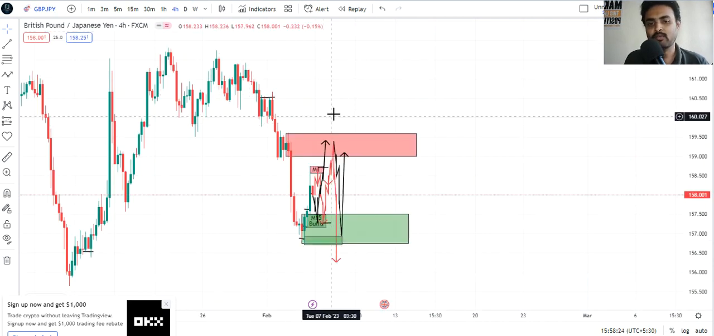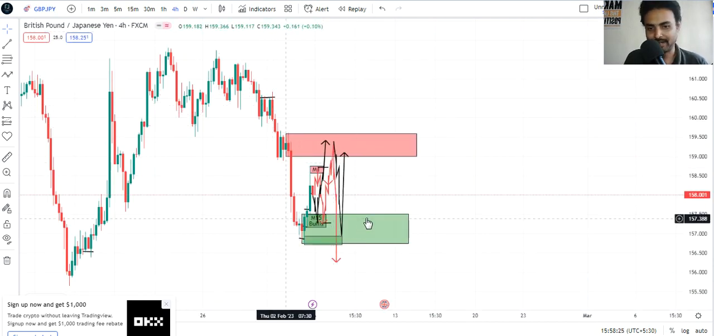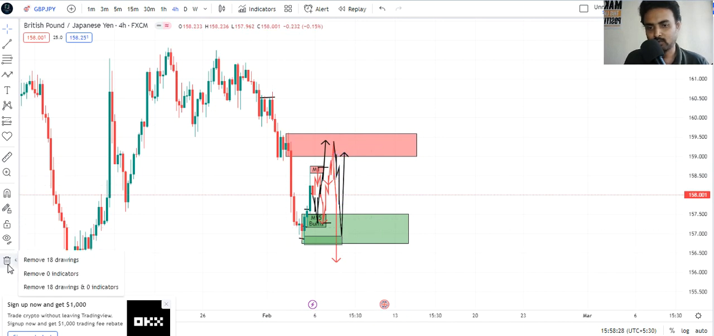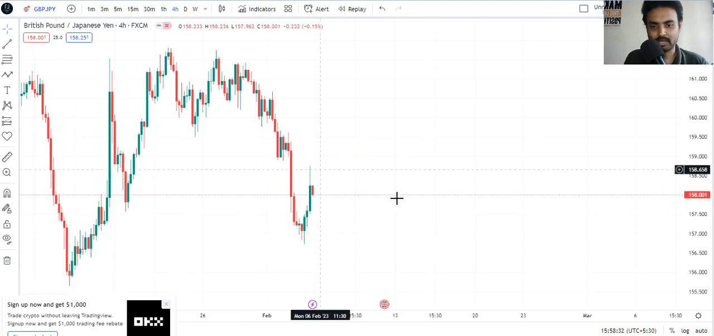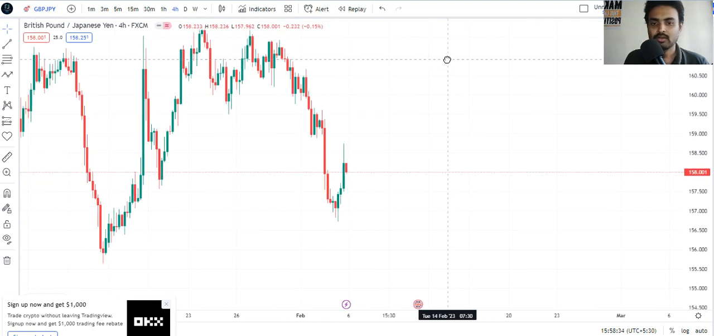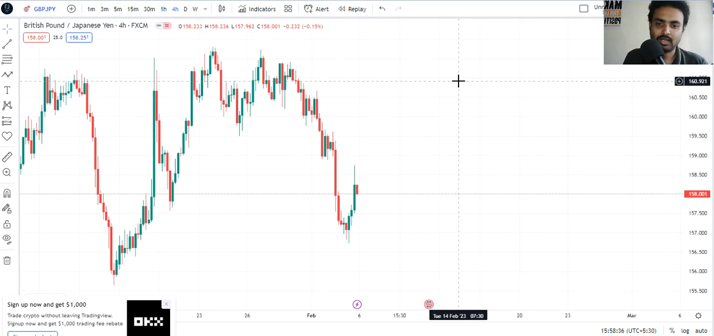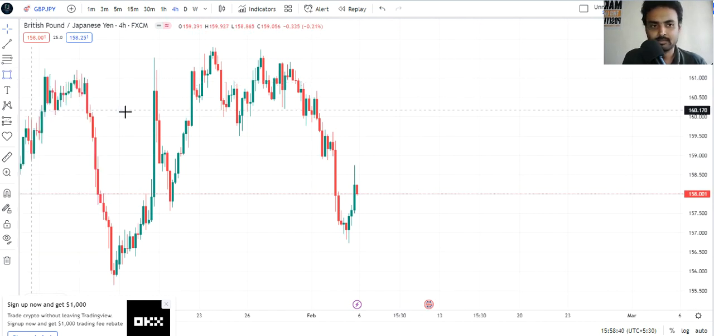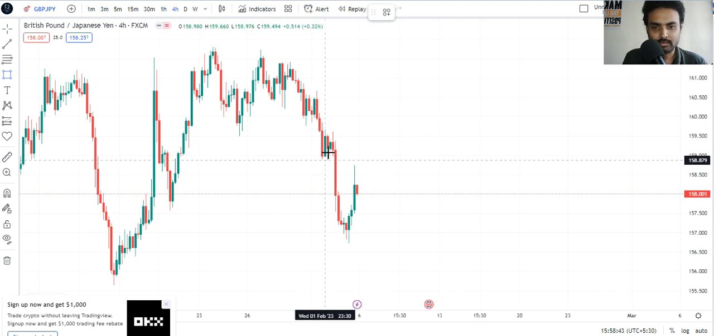Right, so again the same 4 hour. Okay, I already have some markings, so let me remove all those markings, because I think the trade which I have taken, that marking is there here. So just see, straight away you can see that there is a supply zone here.